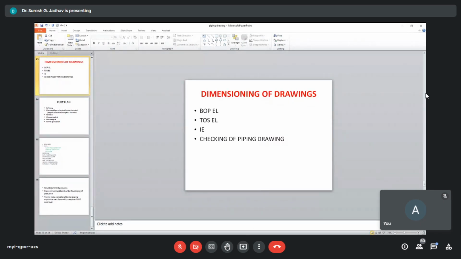Yes, sir. Okay, in the earlier lecture, we started the piping drawing, and now we are discussing the dimensioning of drawings. Some of the dimensioning of drawings is finished. Now we'll see the sufficient dimensions to be given for positioning equipment and for erecting piping. And now we will discuss the next points for dimensioning of lines.